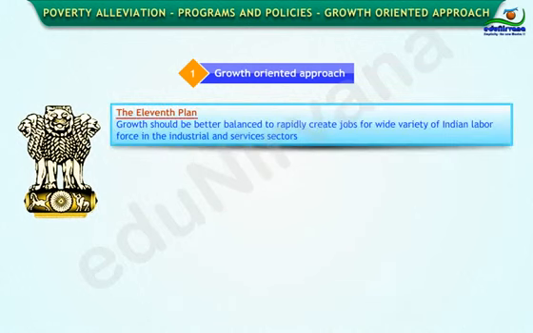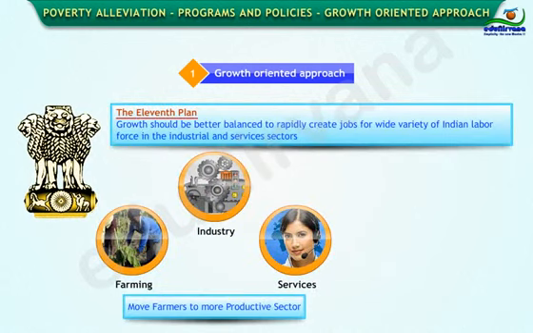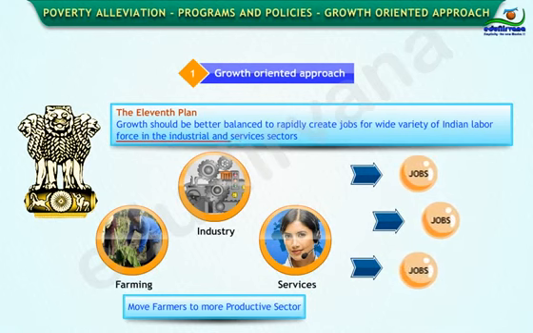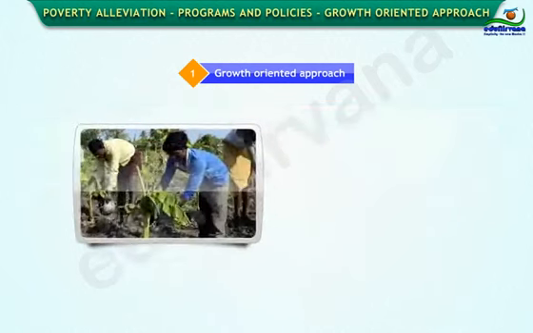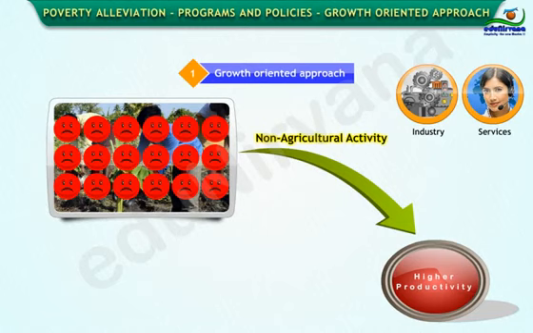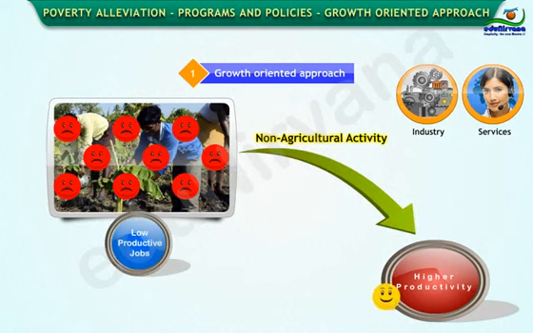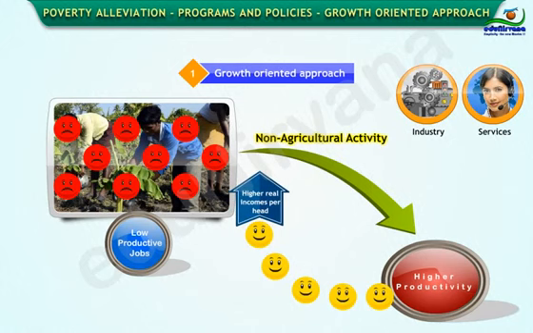In the 11th plan, government has clearly mentioned that growth should be better balanced to rapidly create jobs for a wide variety of the Indian labor force in the industrial and services sectors. It is necessary that if a significant portion of them are to shift out of agriculture, they have to shift from low productivity employment into non-agricultural activity that can provide higher real incomes per head.